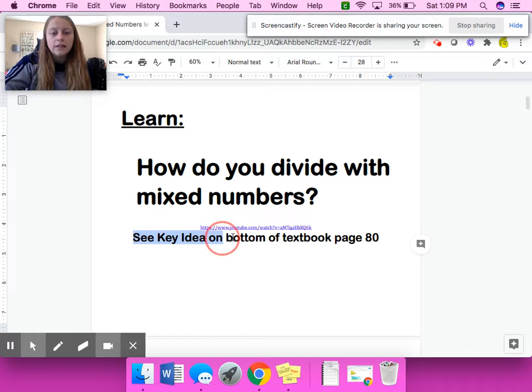Using the key idea on the bottom of textbook page 80, use that resource of ours to answer this question in your notebook. How do you divide with mixed numbers? Take this time to answer that in your notebook.